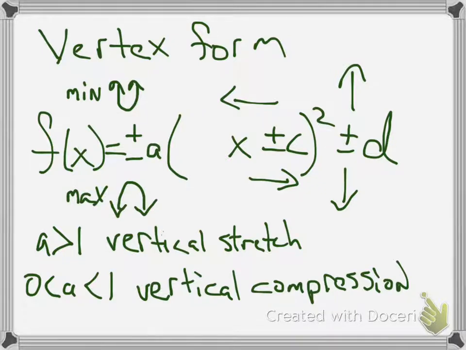C tells me to go left or right. A positive, I go to the left, and a minus, I go to the right. And then D, I go plus, minus. Notice C is inside the parentheses, D is outside and at the very end. A is always in the front. If A is bigger than 1, we have a vertical stretch, and if it's between 0 and 1, we have vertical compression. And you'll see some examples of all these things as we go through it.